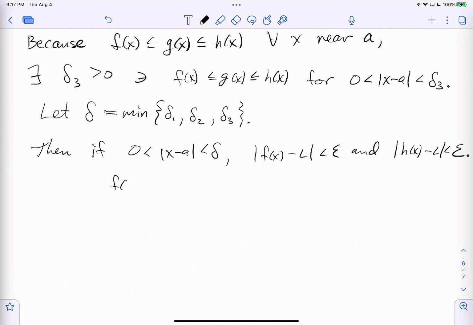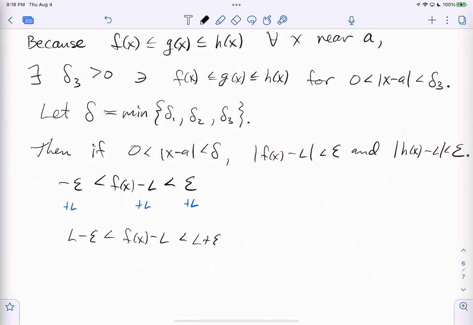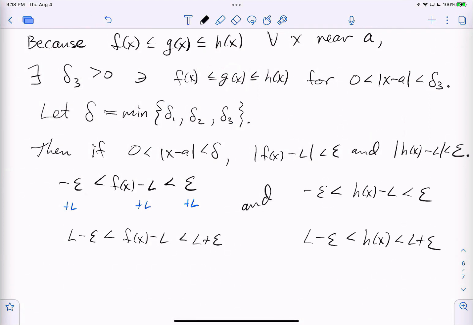That means that f of x minus L is between negative epsilon and epsilon. Or if I add L to all three parts of this inequality, I can say that L minus epsilon is less than f of x, which is less than L plus epsilon. And I can make a similar statement about h. Oh, whoops. I shouldn't have that minus L in the middle there. Okay, so I've got f of x between L minus epsilon and L plus epsilon, and I've got h of x between L minus epsilon and L plus epsilon.